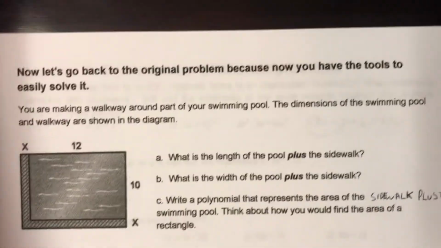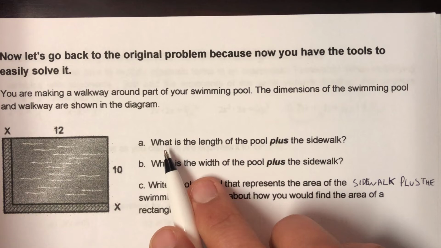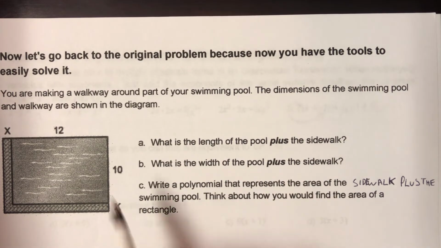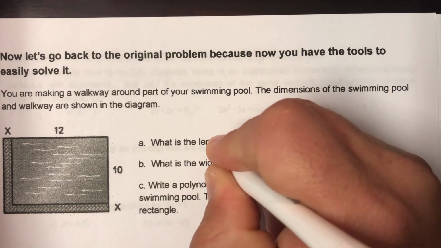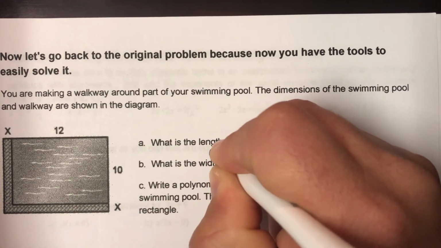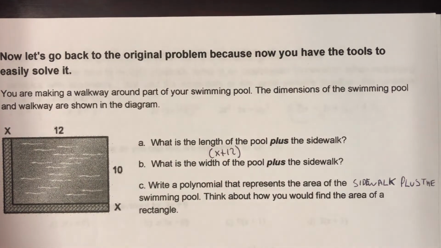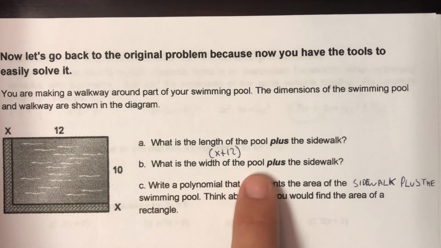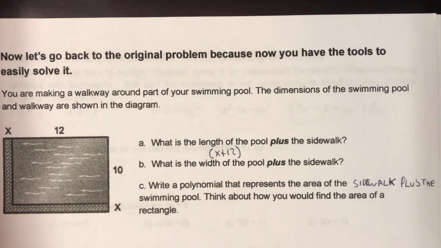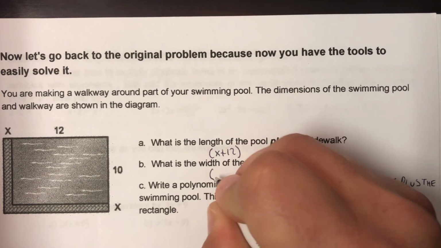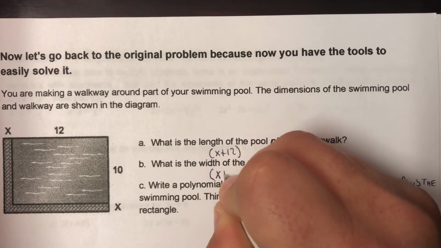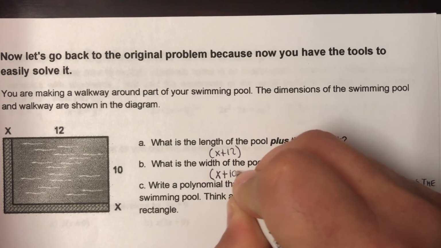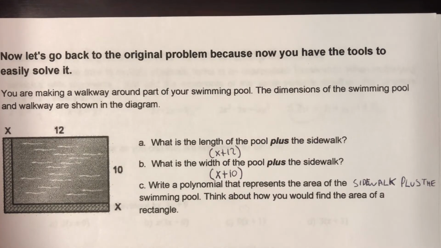It's the challenge problem. So here, what is the length of the pool plus the sidewalk? So the length is right here. So it's going to be x plus 12. And then what is the width of the pool plus the sidewalk? It's going to be x plus 10. Okay?